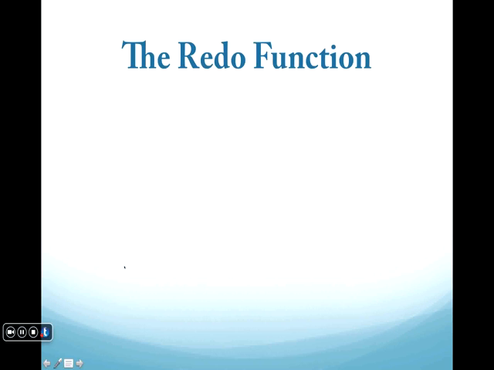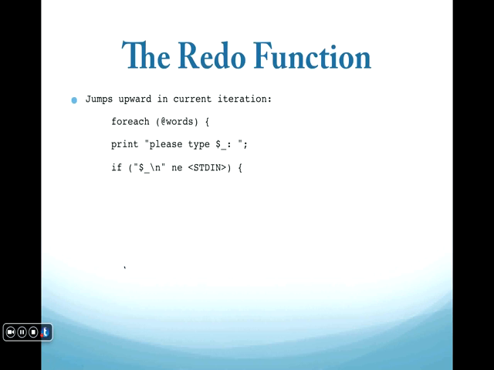The redo just jumps upward in the current iteration. As I said, those are all available for you because they were available in BASIC, and Perl wanted to do something similar, but you really don't have to use them. You can substitute them with any code you are familiar with, and the idea is if you see code using them, you have to understand what they mean.